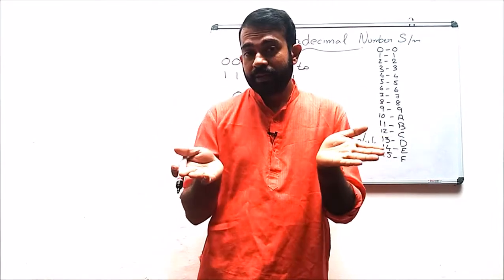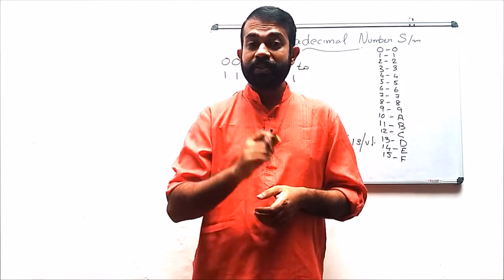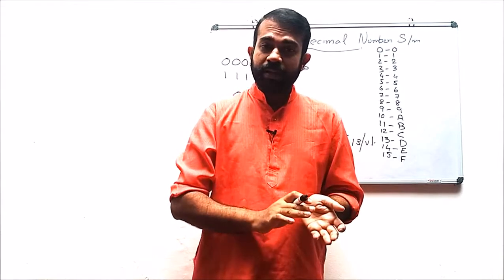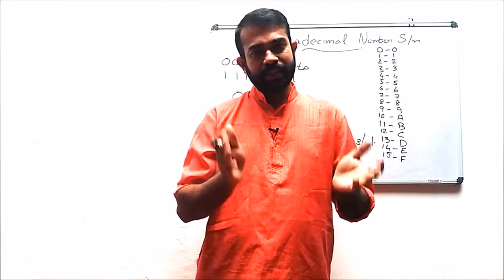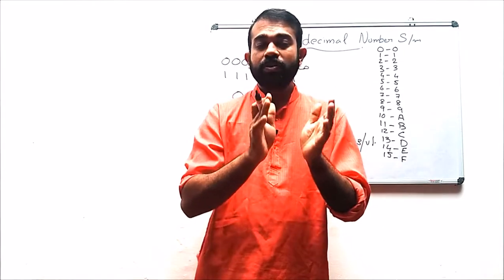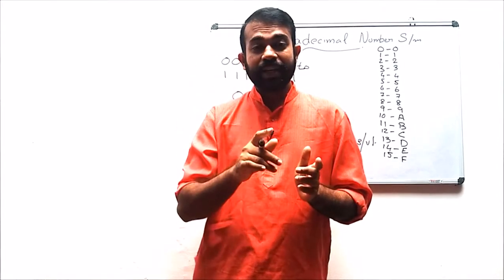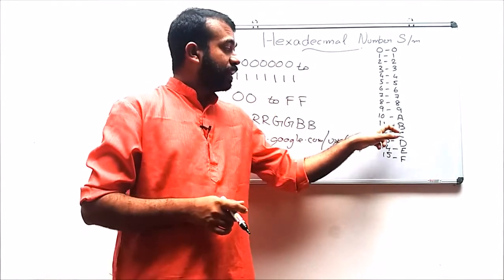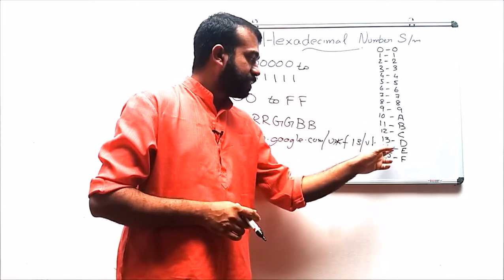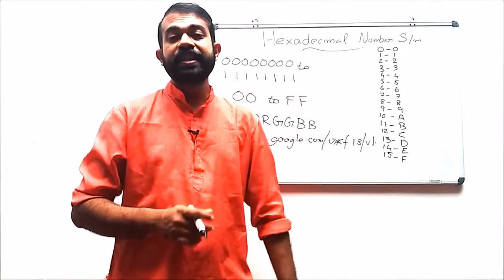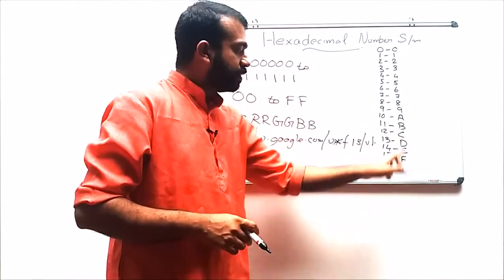When we conclude, we can say that the hexadecimal number system has a base or radix of 16. That simply means the total available digits in hexadecimal are 16, ranging from 0, 1, 2, 3, 4, 5, 6, 7, 8 and 9. Instead of writing 10, we write A. Instead of 11, we write B. 12 is represented as C, 13 as D, 14 as E and 15 as F. So the ranges are from 0 to 9 and from A to F.